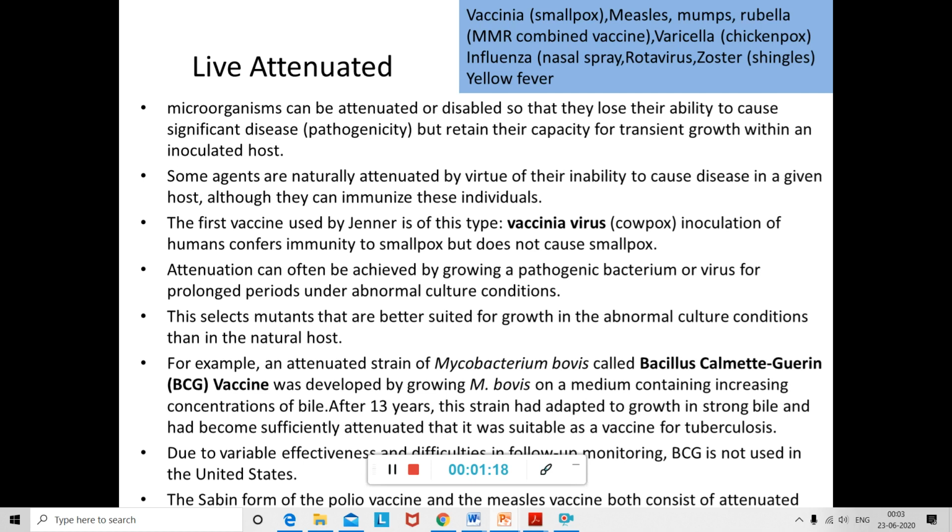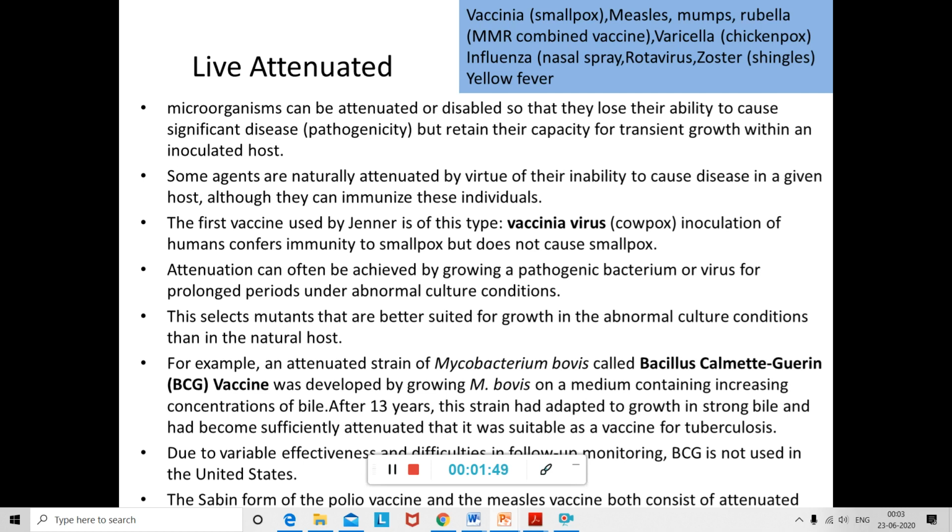And the first vaccine which was used by Jenner is of this type, because the cowpox causing vaccinia virus, when it was being inoculated into humans, confers immunity to smallpox but does not cause smallpox. So that was a case of natural attenuation, in which, by inoculating into another host, the microbe was getting attenuated.